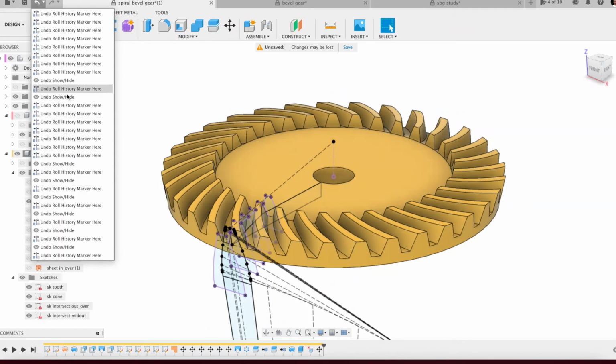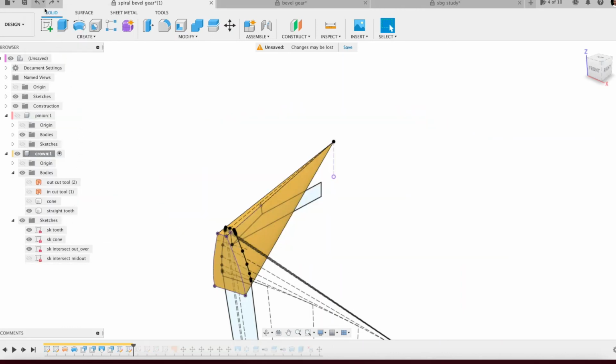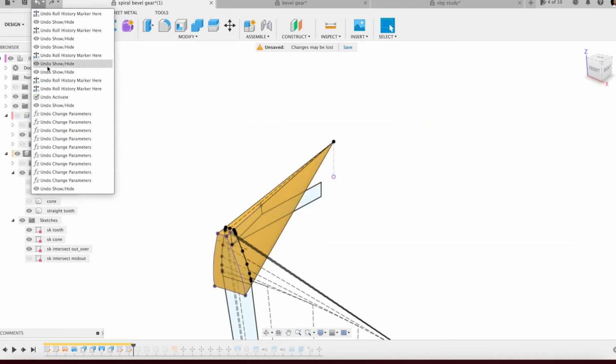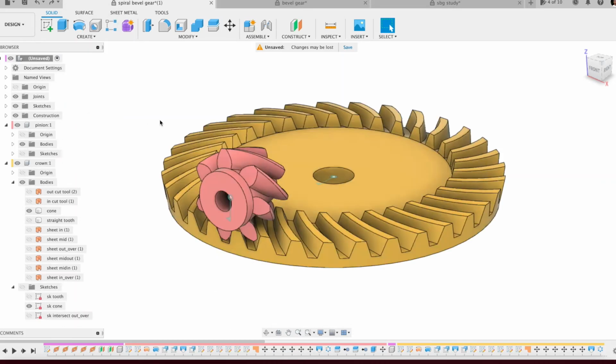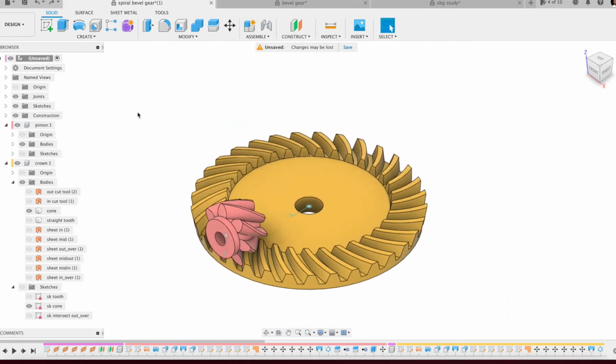I have not shown you in detail the values or expressions used in each feature. The idea here was to show in an overview how to make bevel gears with Fusion 360. If there is enough demand, I will make a presentation with more details. Feel free to ask for it in the comments.